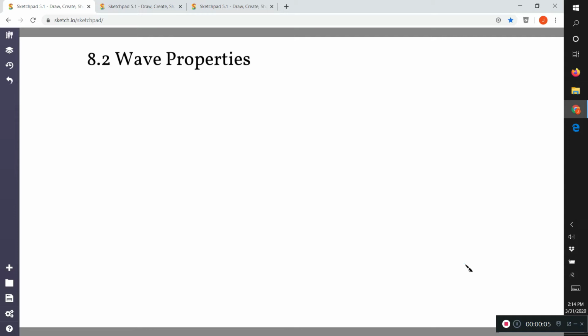Today we're going to be talking about section 8.2, which is on the properties of waves. So before we go into that, let's have a brief discussion about some of the terminology we're going to need today.